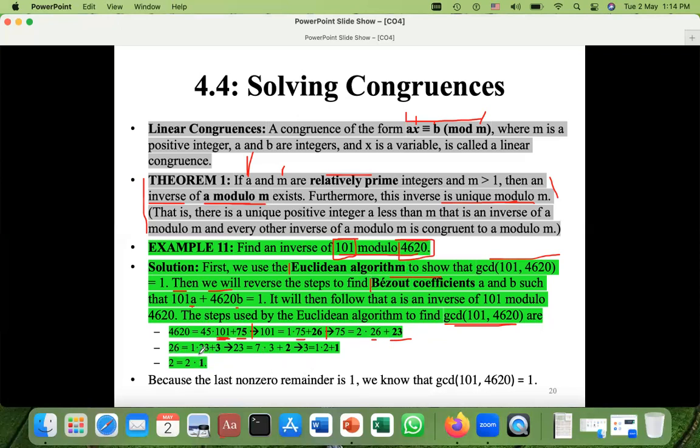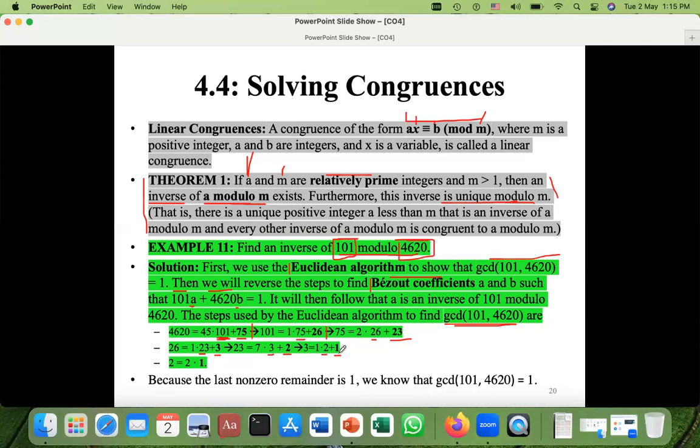So now 26, and similarly divide it with 23, and this 3 is the remainder. Now what is next? This is my x, 23, and this 3 is my remainder. So that's why I'm writing 23 is equal to, and divide it with this 3. And when this 3 is multiplied with this 7, it is 21. And 23 minus 21, I have 2 remainder. And now this 3 is my x and this 2 is y. So 3 is equal to, when 3 is divided by 2, this 1 is the remainder. Now this 2 is my x and this is my y.